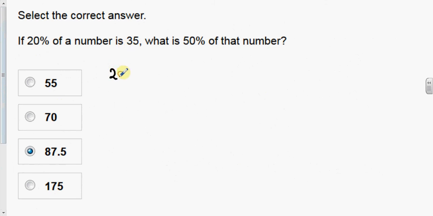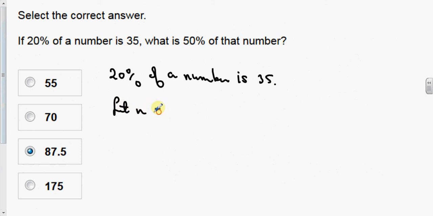So 20% of what number? That's times. So here, of a number is 35. So let n equal the number. So we have 20% or 0.2, converting that to a decimal, of, and the of means multiply, times what number? That's n. That's equal to 35.